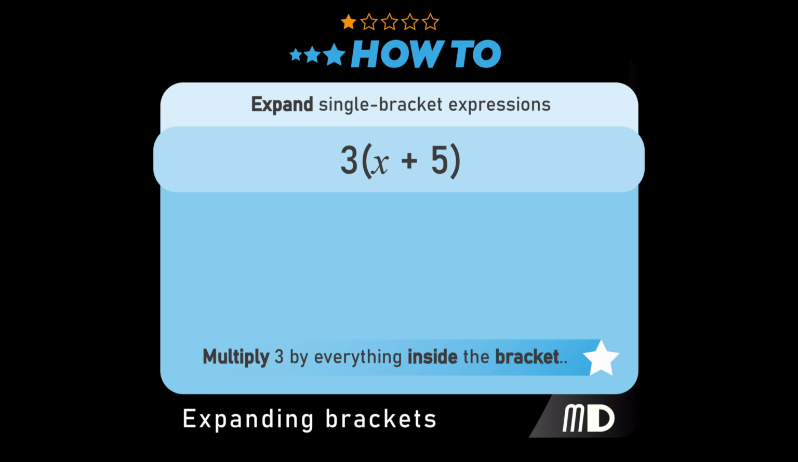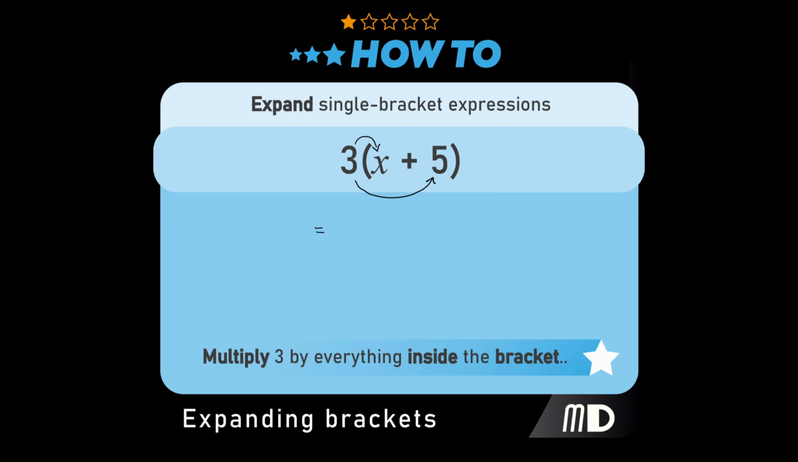To expand a single bracket, we need to multiply the term outside the bracket by every term inside the bracket. The expression here is 3 multiplied by x plus 5 inside a pair of brackets. That means we multiply 3 by x, then 3 by 5.